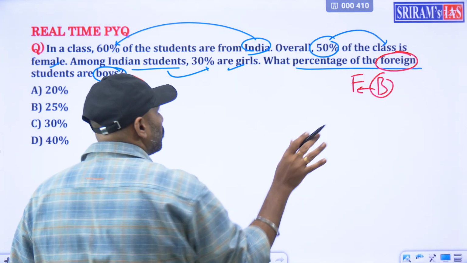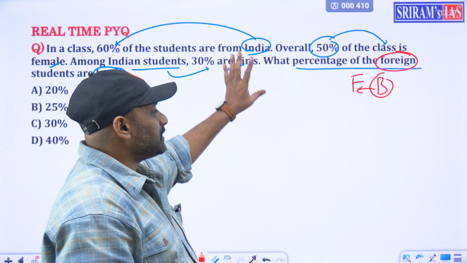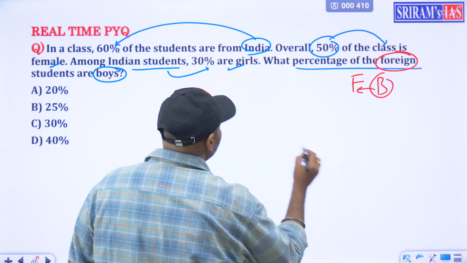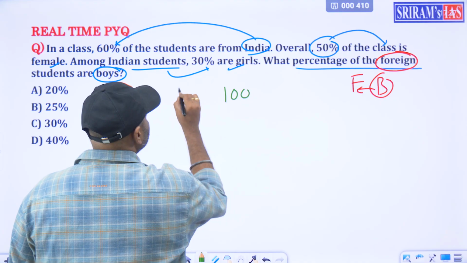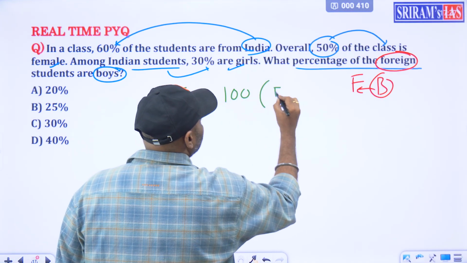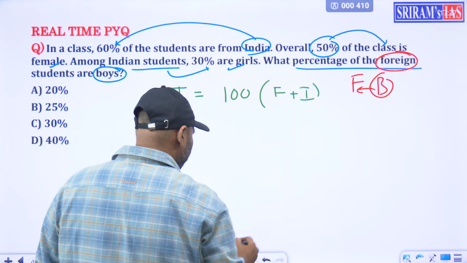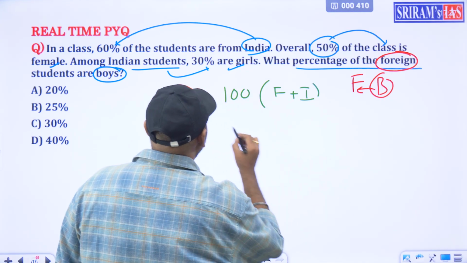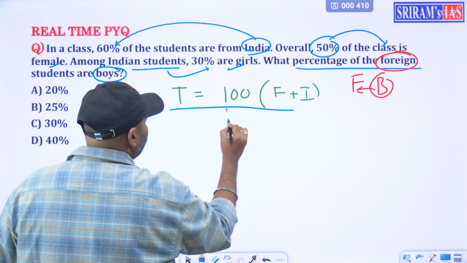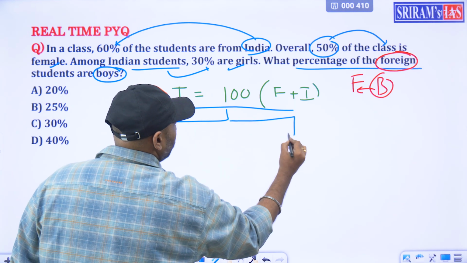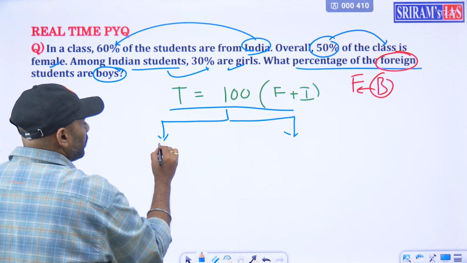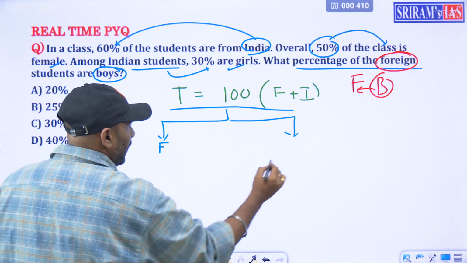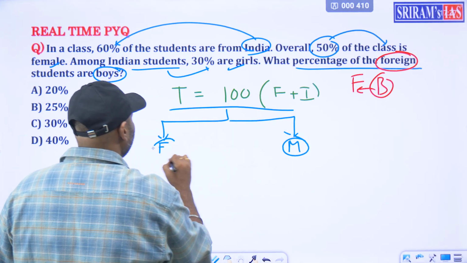So this question does not have any particular value. Whenever they give you this kind of question, take the total number to be 100 and then divide the whole thing. So here 100 total students, which includes foreigners plus Indians, all of them together. In this, what is the important given data? Total 100. So let's divide this into two groups: females and males.